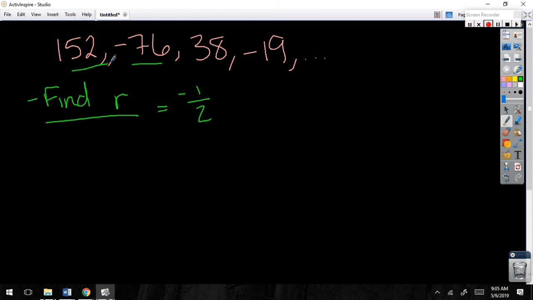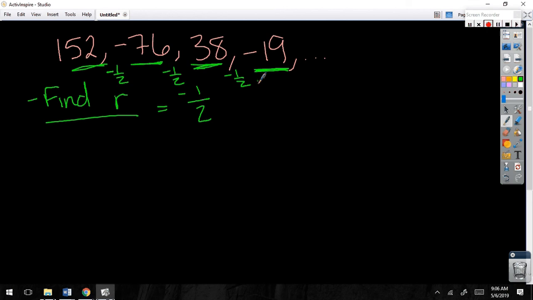Okay, negative 76 divided by 152. You always do second term divided by first term. Because it has to be the same for every single one. If you divide this one by 152, you have to get negative a half. If you divide 38 by 76, again, negative a half. 19 divided by 38, negative a half. You have to get it for every single term when you divide. Are you all with me now?